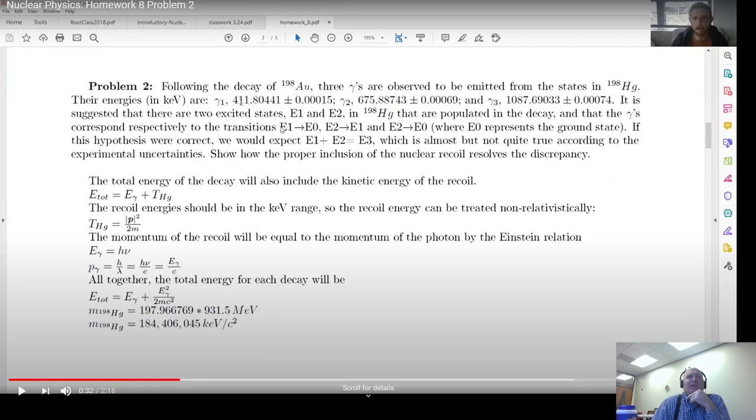This suggests that there are two excited states, E1 and E2. Okay, so right. So they're saying if there's two excited states, you can go from 2 to 1, or you can go from 1 to 0, or you can go from 2 to 0. And so that's the three different ways that you would get gamma energies back. Very cool. And then they're saying, okay, well, we'd expect this.